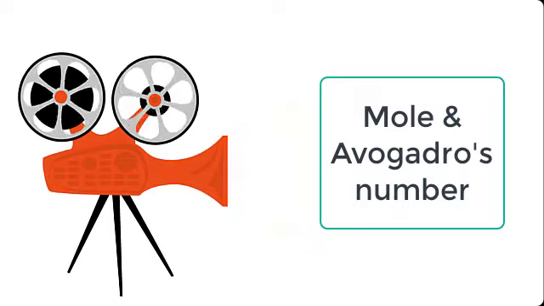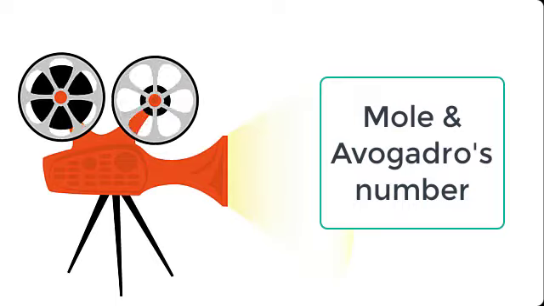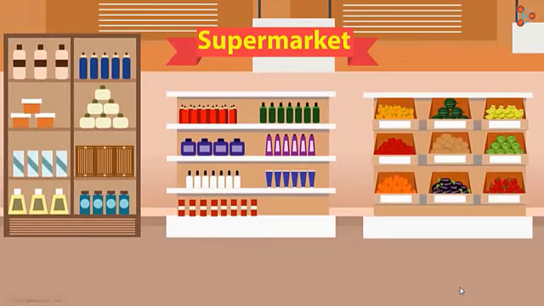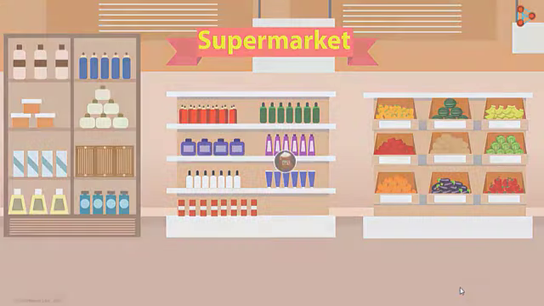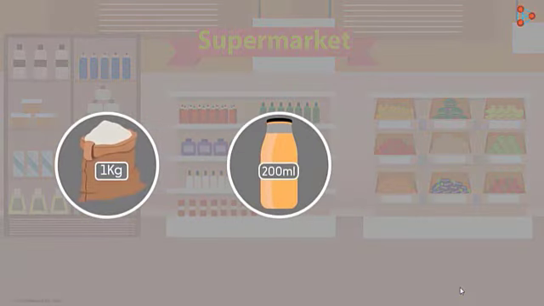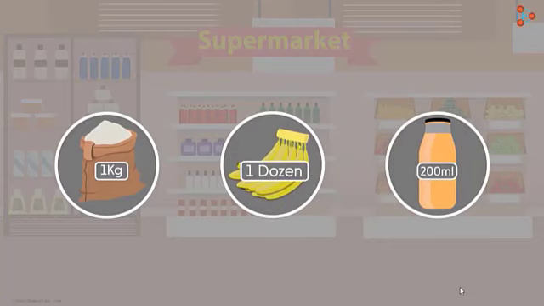Now watch the video about mole and Avogadro's number. When we go to a supermarket, we always buy things using standard values. In other words, we always take 1 kilogram of rice or 200 milliliters of fruit juice. Fruits are sometimes counted using the unit dozen. 1 dozen means 12 of something. These are terms used in everyday life.